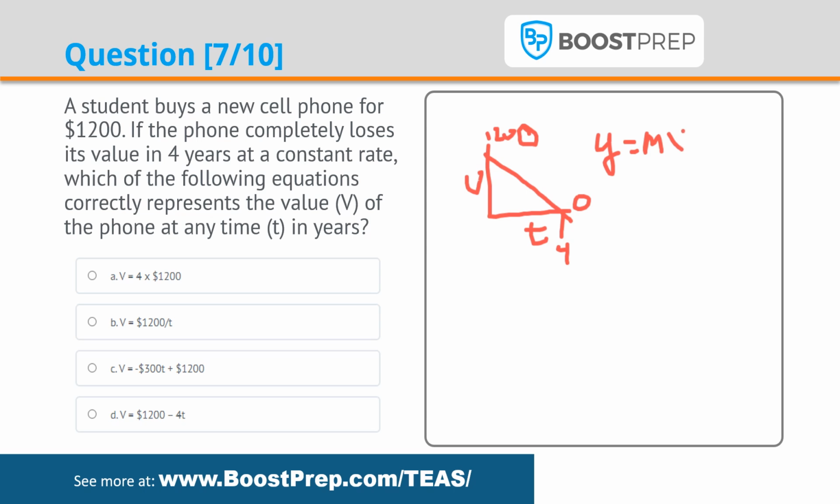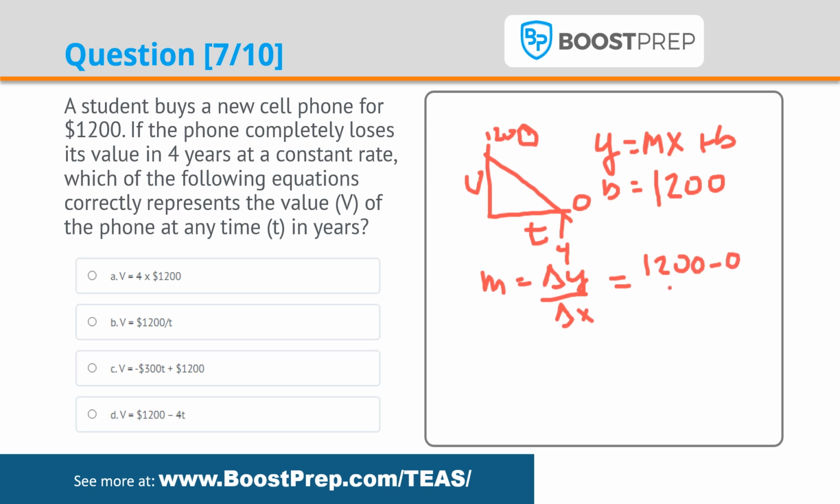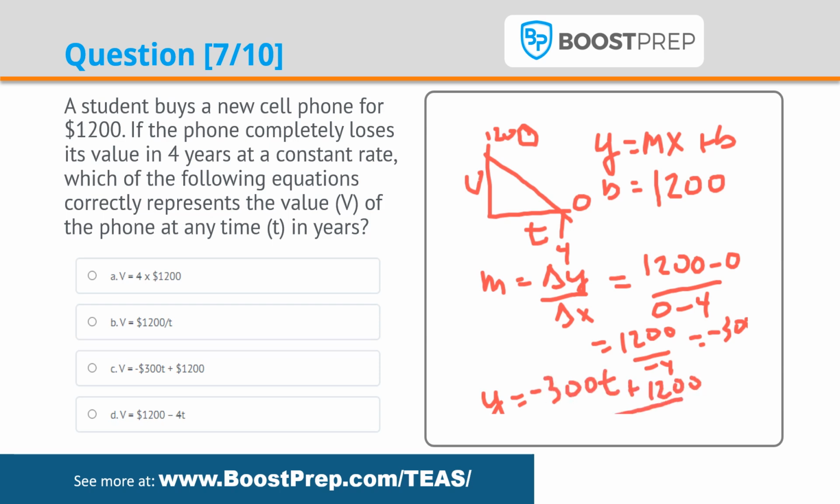Now the equation of the line is y equals mx plus b, where b is the y-intercept, in this case where it crosses the y-axis, or 1200, and m is the slope, which is simply the change in y over the change in x. In this case, y goes from 1200 to 0, and x goes from 0 to 4. So we know that's equal to minus 1200 over 4, which is minus 300. And we know that the equation then is y equals minus 300t plus 1200.